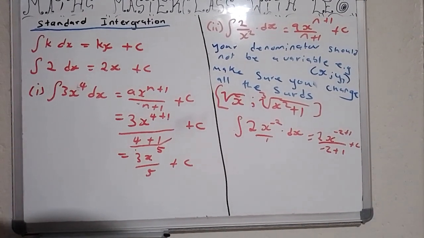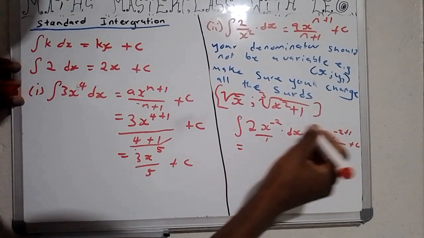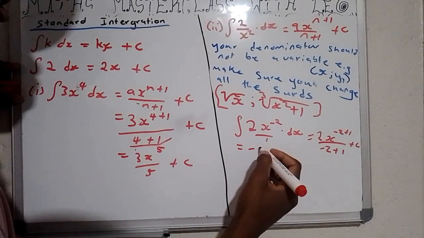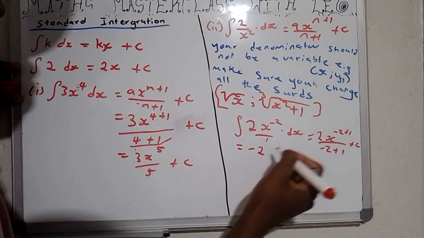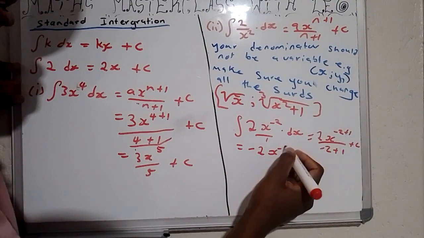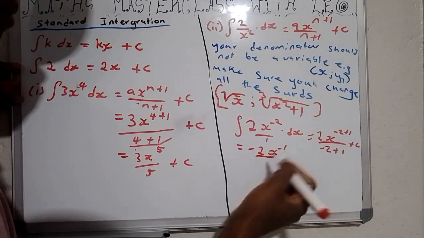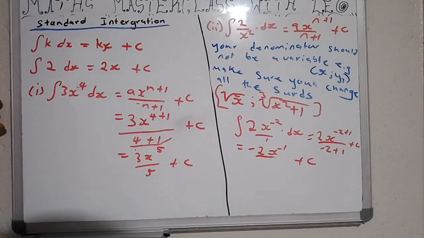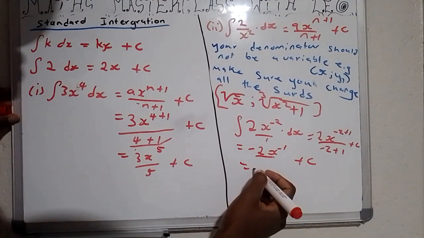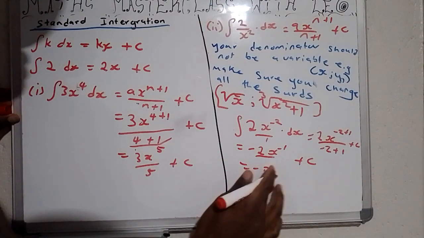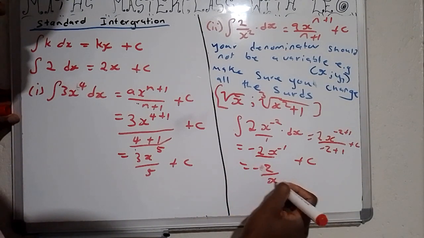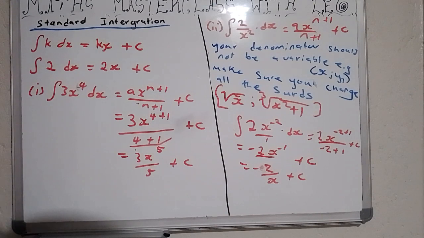Okay, then what am I going to have? My solution is negative 2 x to the power negative 1 all over 1 plus c. That is my solution. Or I can just write it like this: negative 2 over x plus c. That is how I can write my solution, right?